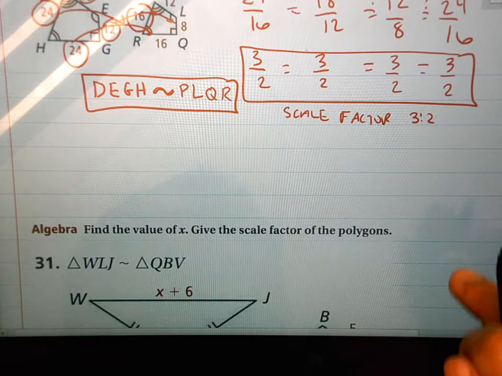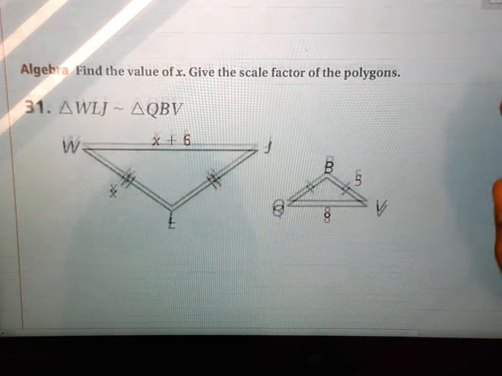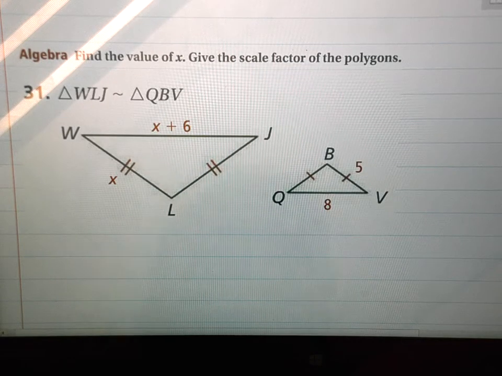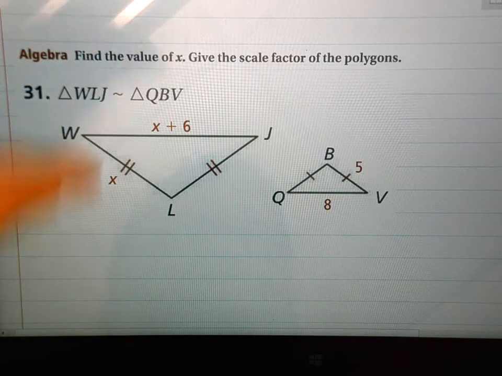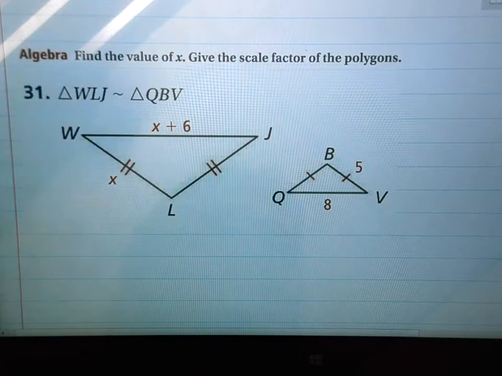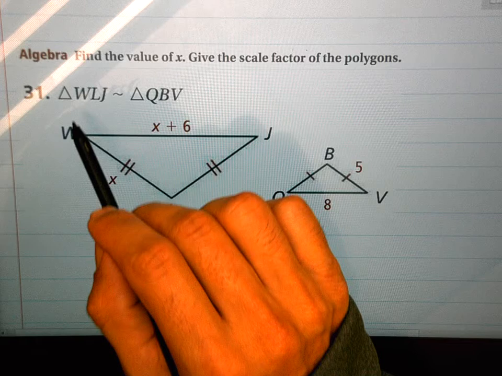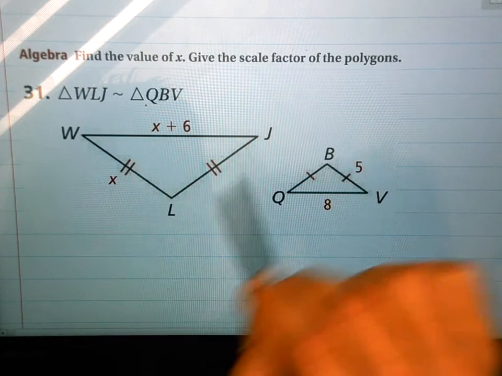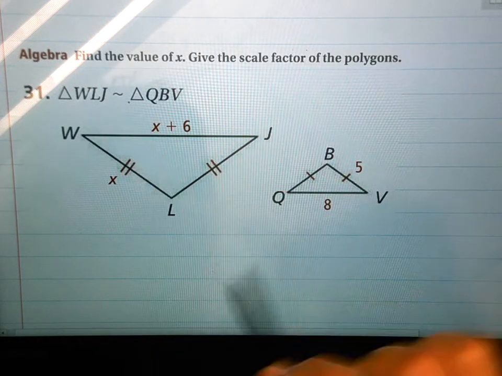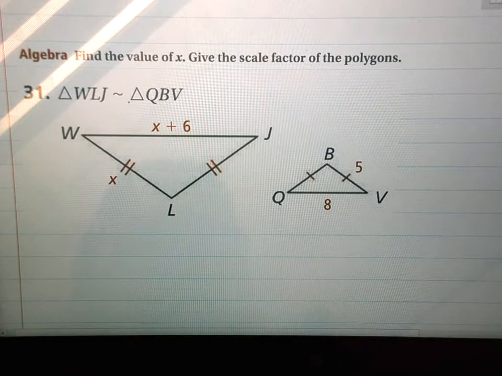Last example. Number 31. You're welcome to do this in the book. Find the value of x, give the scale factor of the polygons is the directions. And it says triangle WLJ is similar to this triangle. These two triangles are similar. They have the same angles and their sides are proportional.